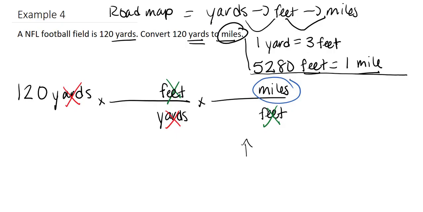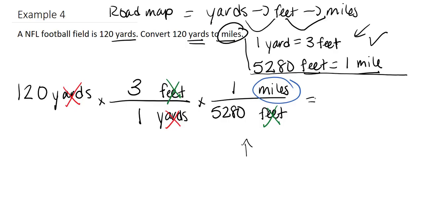So first, let's go back and fill in the numbers. Well, how many feet are in a yard? Well, 1 yard is equal to 3 feet. We use that conversion factor here, so we can check it. Then we need feet and miles. Well, we know 1 mile is equal to 5,280 feet. So now we're done. We've set up our whole problem.